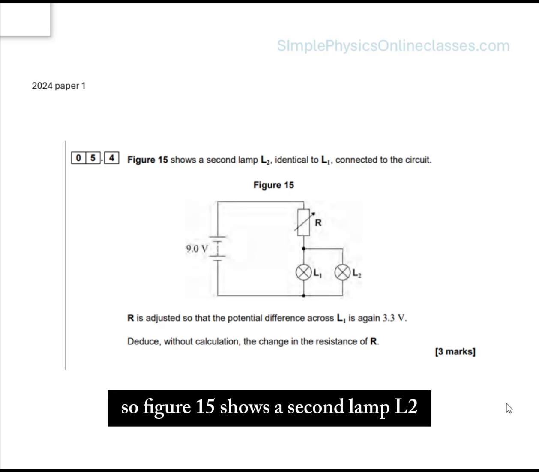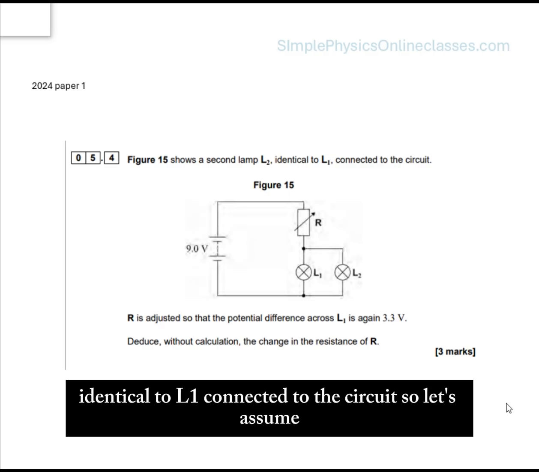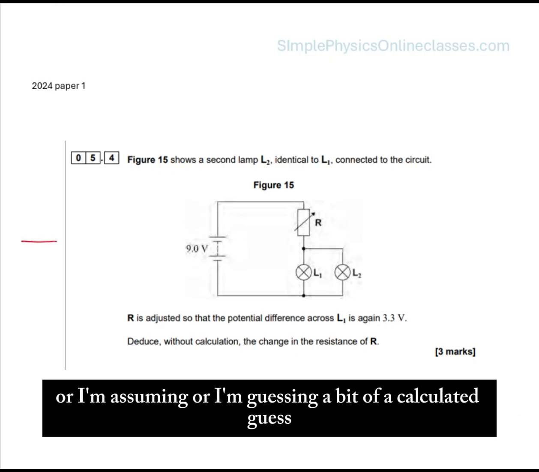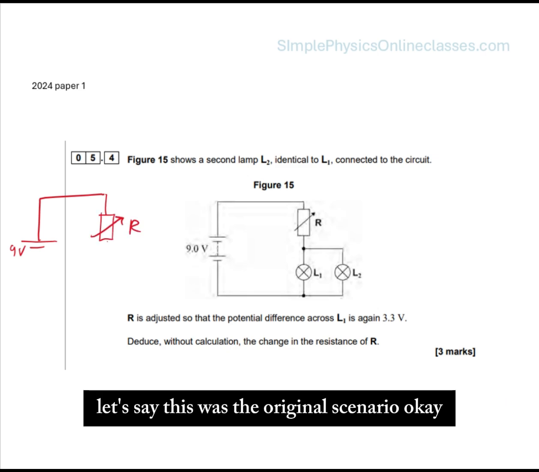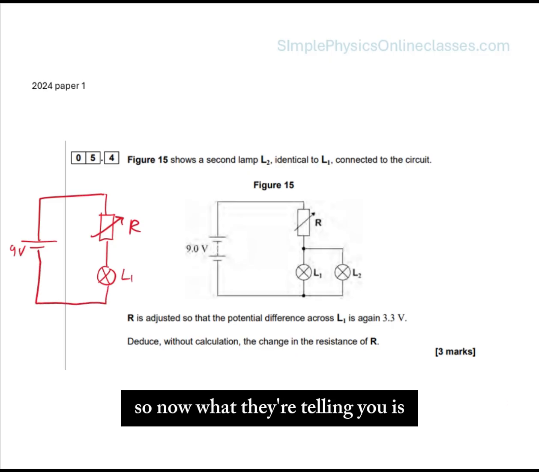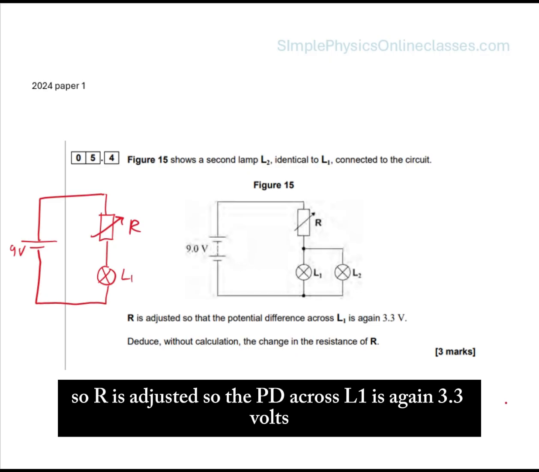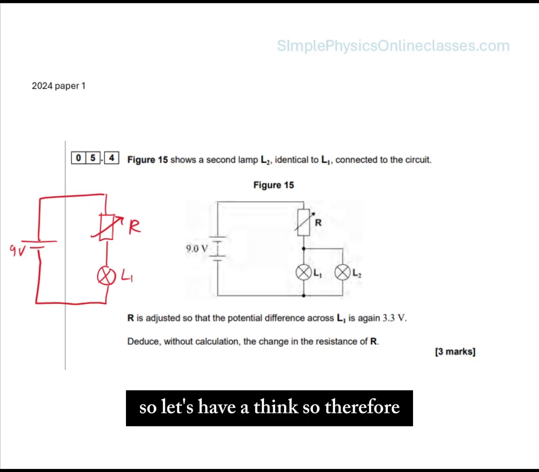Okay, so figure 15 shows a second lamp L2 identical to L1 connected to the circuit. So let's assume, or I'm guessing, a bit of a calculated guess. I'm pretty sure I'm going to be right. Let's say this was the original scenario. Now what they're telling you is R is adjusted so that the PD across L1 is again 3.3 volts. So let's have a think.